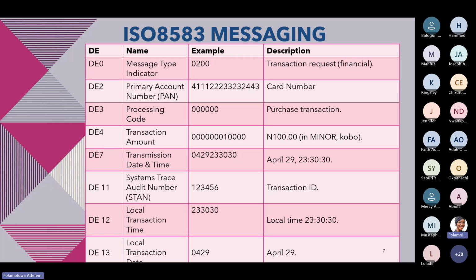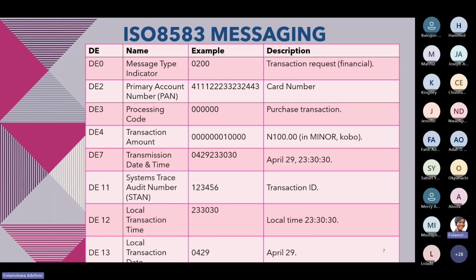When you add 10 to what you have for the request, that's what the message response should typically have. So if, for example, you send a 0200 transaction request to the issuer, the response that is coming back from the issuer, the field 0 or data element 0 would have 0210. So that shows that this is a response to an original message.